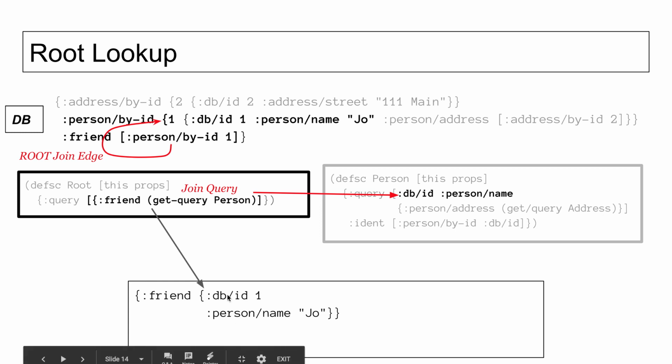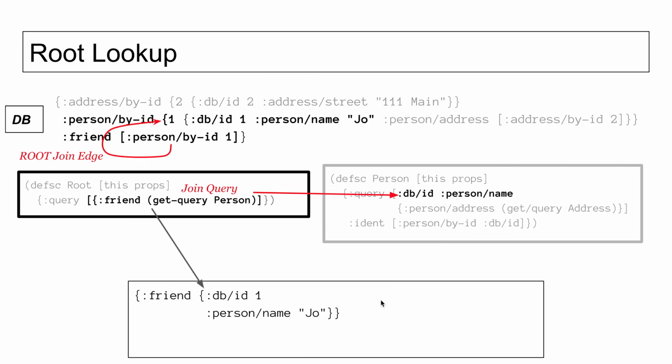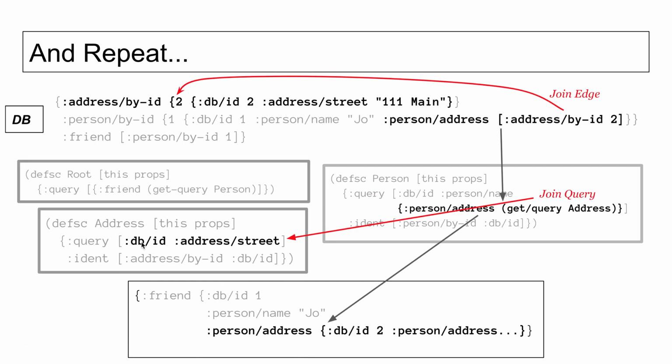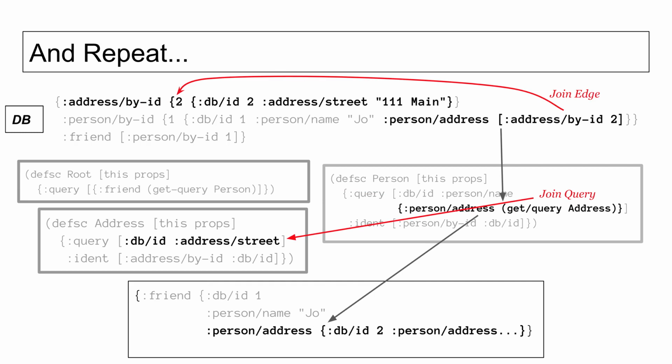So it can pull in the properties, the scalar properties, dbid and name. And of course, once we've followed that join, we also want to make sure that we follow the person address join. So when we get to this component, we see another join. We see the join query goes to address. We go find the address component. We figure out what properties we want out of that and pull them into this resulting map. So it's just a step-by-step follow the graph edge, continue, continue, continue until you've built up a tree of data.